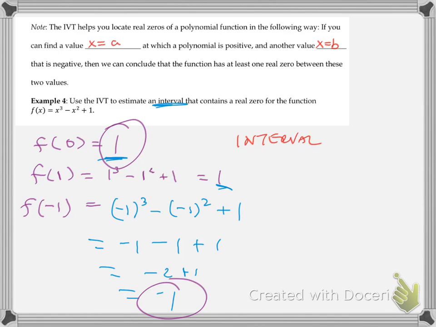So you would need to show me that you found an x value that gives you a positive output, an x value that gives you a negative output, and then the interval would be between those 2 values. And again, remember when you're writing in interval notation, it's smallest to largest. So a possible interval would be negative 1 to 0. But we also found that f of 1 gave us a positive output as well, right? So you could have also stated negative 1 to 1. Okay. And so hopefully that makes sense. If you have any questions, please ask on our next class meeting. But this is the intermediate value theorem.